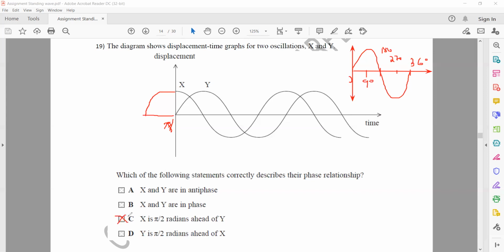Is it clear? Because x already completed that part, and we are taking x from this point, but y's vibrations just started. So it means x has already completed a quarter of the wave, or pi by 2 radian, compared to y. So x is ahead of y. And it's a displacement time graph.